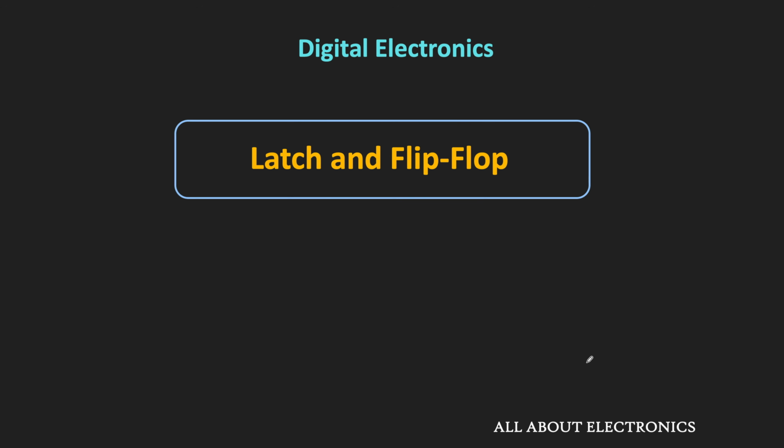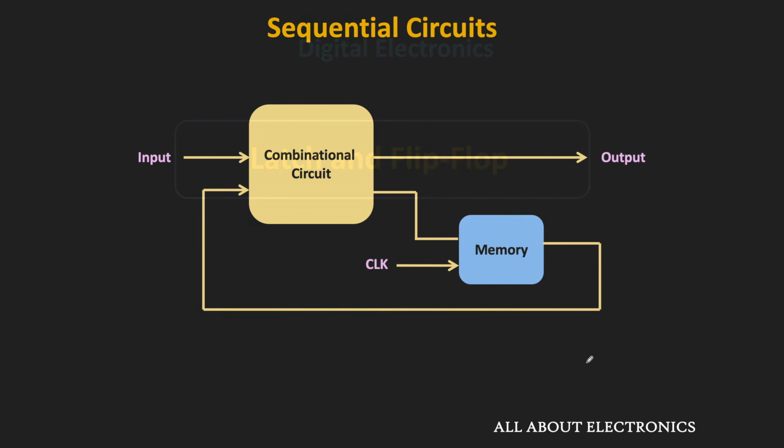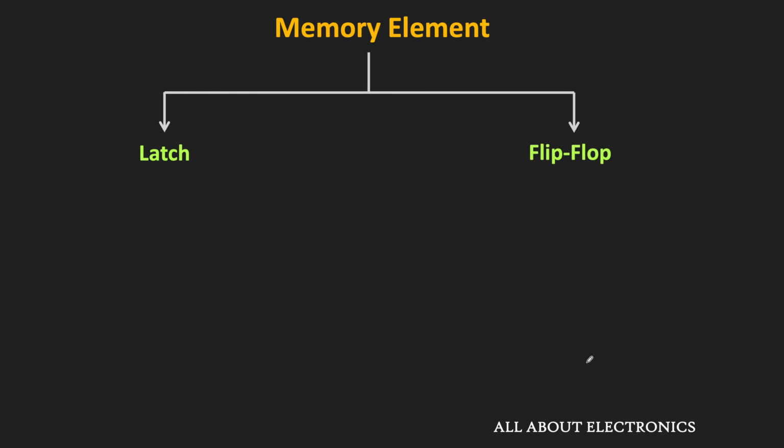So in this video, we will learn about the basic memory elements which are used in the sequential circuits. In the previous video, we have seen that this memory element is very essential and the basic building block of any sequential circuits. There are two types of memory elements used in the sequential circuits, that is latch and the flip-flop.